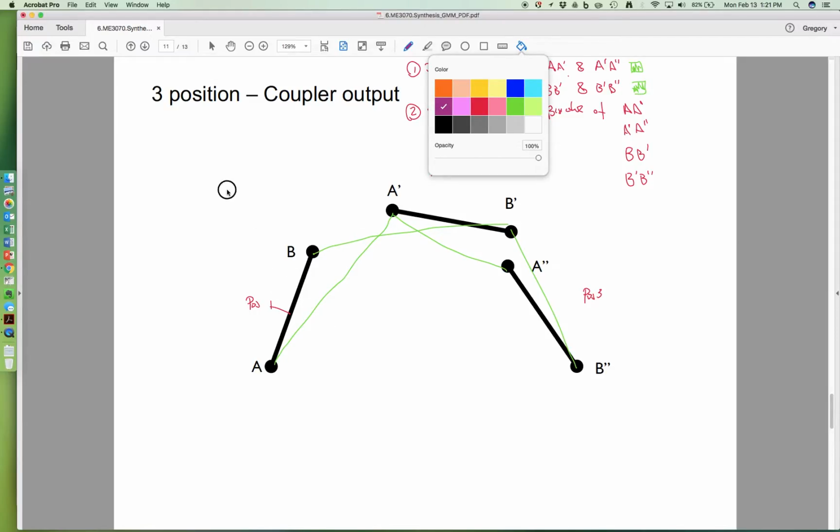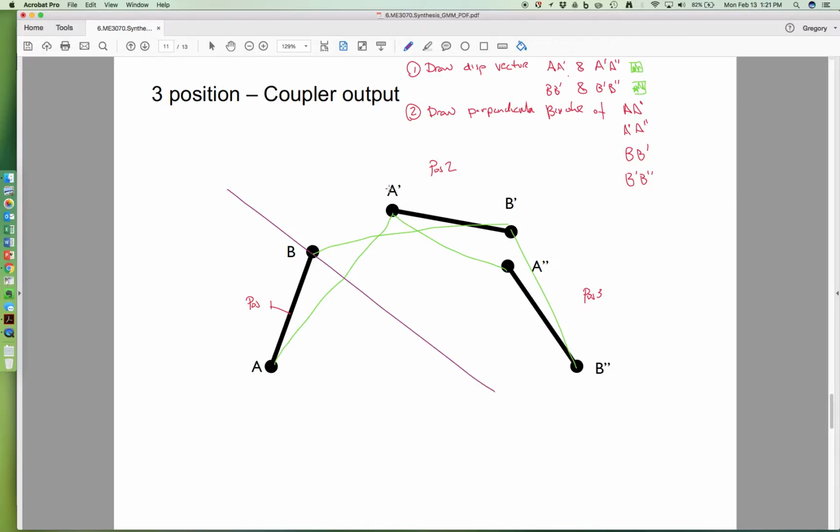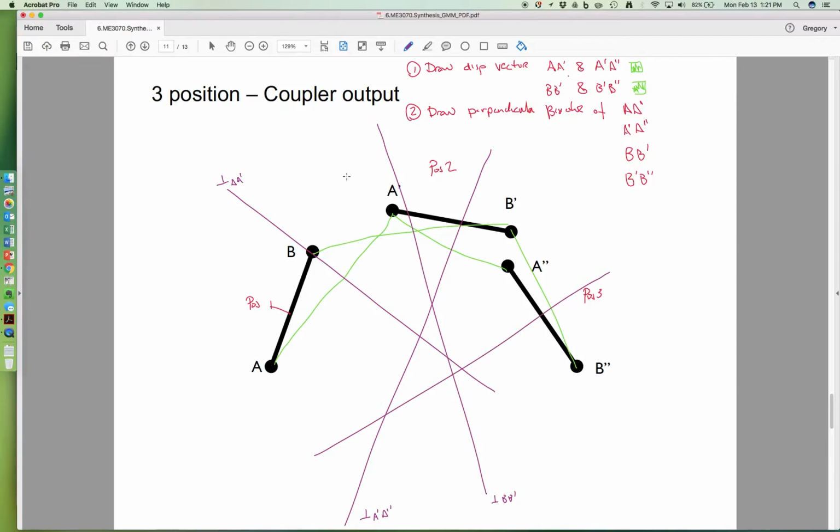So our perpendicular bisector is going to come down here, okay, and we'll label that perpendicular bisector A to A prime. It's going to come down here, perpendicular bisector B to B prime. It's going to come this way, perpendicular bisector of A prime to A double prime, and then we'll come this way. We'll try that one more time. We'll come down that way. So this is perpendicular bisector of B prime to B double prime. Okay.